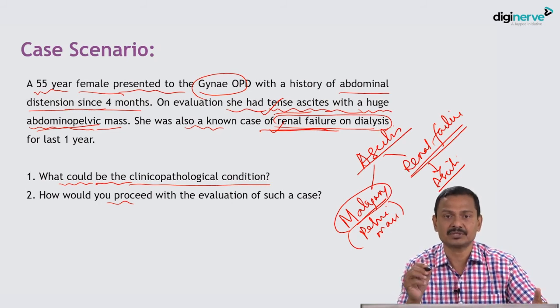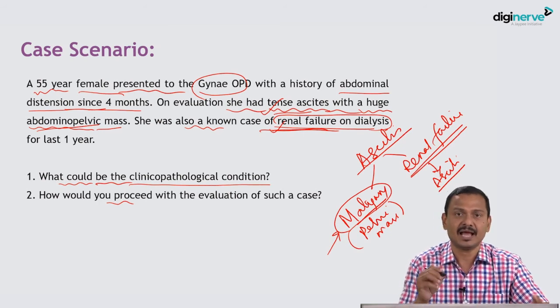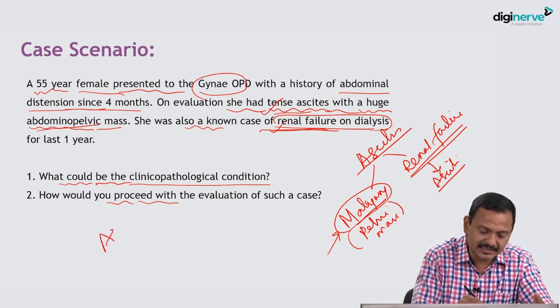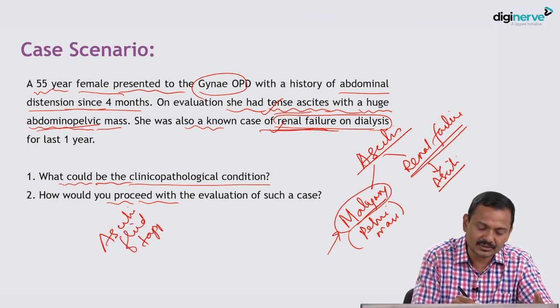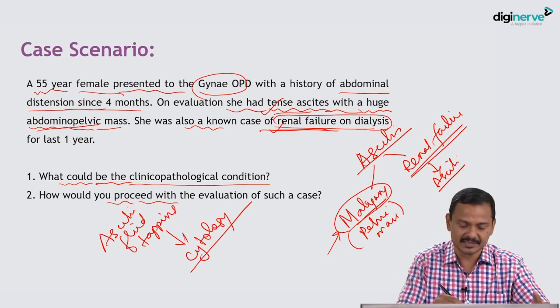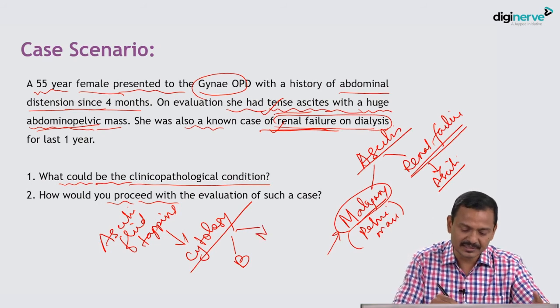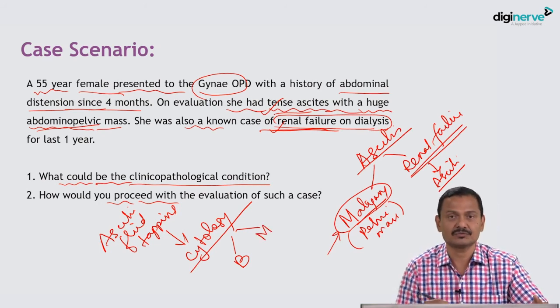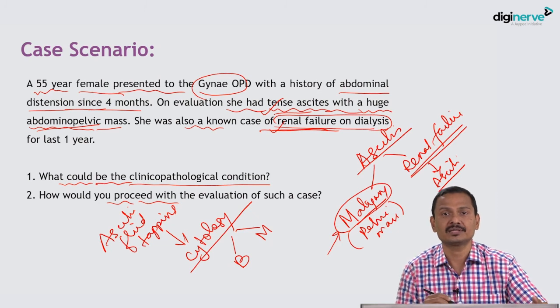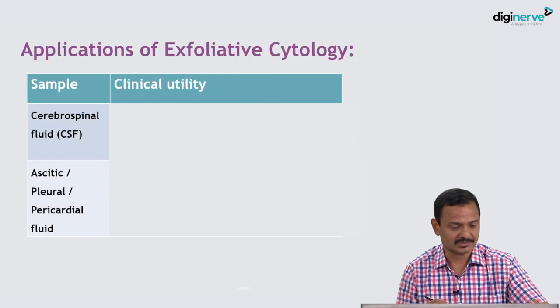I may not be 100% sure, but I or the clinician will favor malignancy, and then they will do an ascitic fluid tapping. They will take out the ascitic fluid and send it for cytology, and in cytology it will be decided whether it is a benign effusion because of renal failure or a malignant effusion because of the pelvic tumor or ovarian malignancy. So, that is how you have to approach such a case.